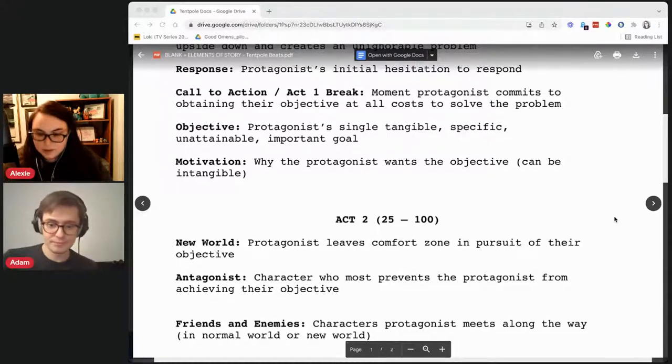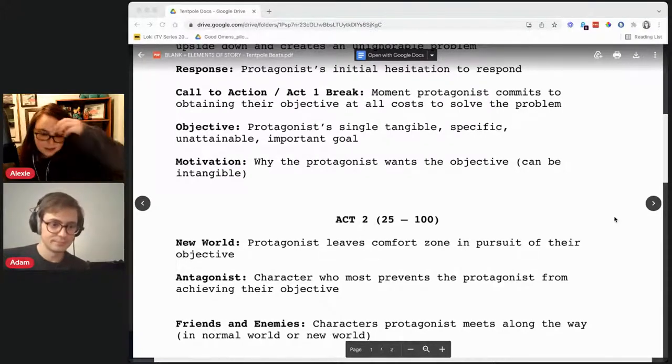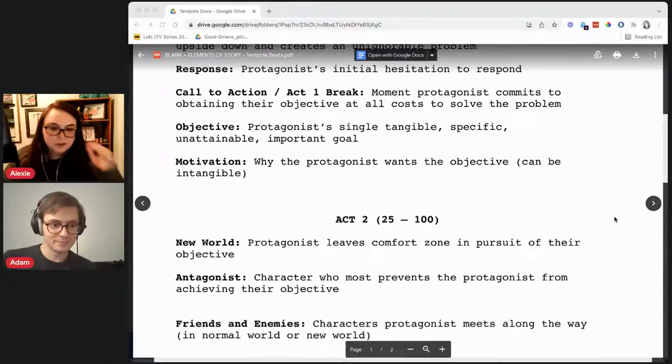This realization to separate the two helped me break down so many movies that were otherwise messing with my brain, like Winter's Bone. Her motivation is she wants to keep the house, keep her family together. Her objective is dad. She needs to get the dad. And that one used to really mess with my brain, because I was like, well, what does she want? Because she wants the house. Thinking about it as two separate things really helps to pinpoint what's going on.